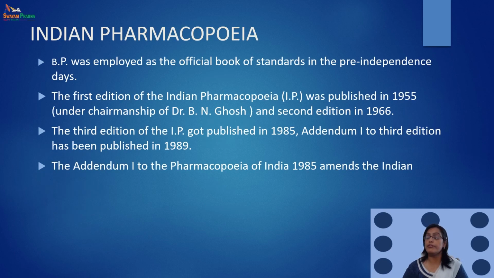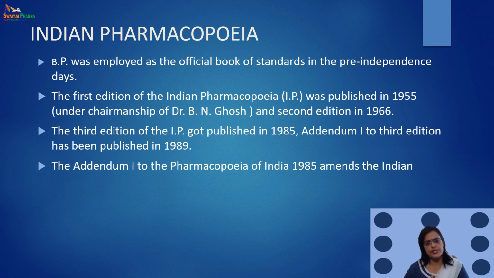Now we will talk about the Indian Pharmacopoeia. In the Indian scenario, what standards of drugs are there, and what types of monographs are there. Before independence, the British Pharmacopoeia was employed as the official book of standards for drugs and pharmaceuticals. The very first edition of the Indian Pharmacopoeia was published in 1955 under the chairmanship of Dr. B.N. Ghosh.